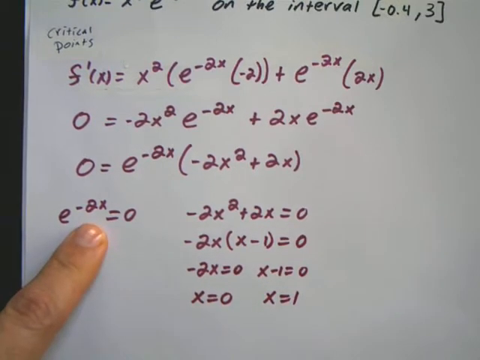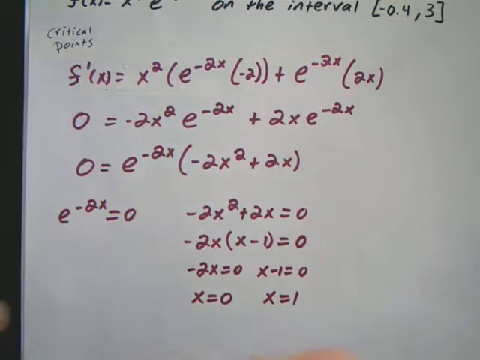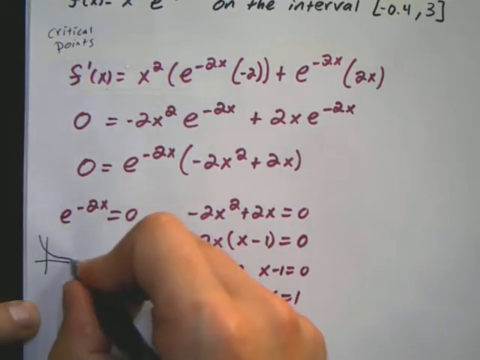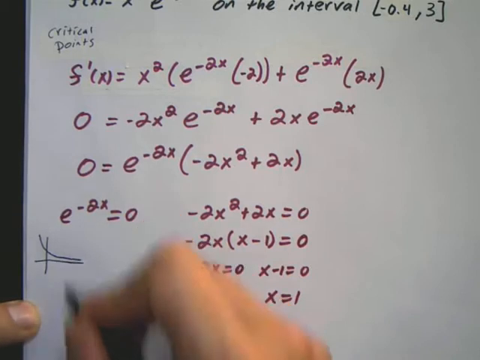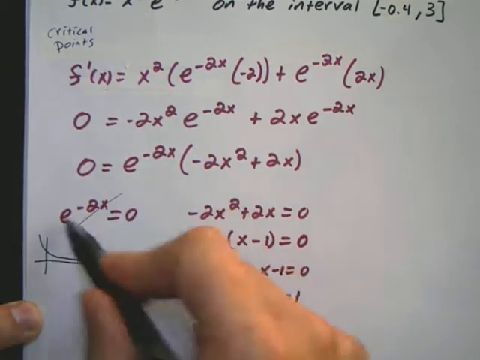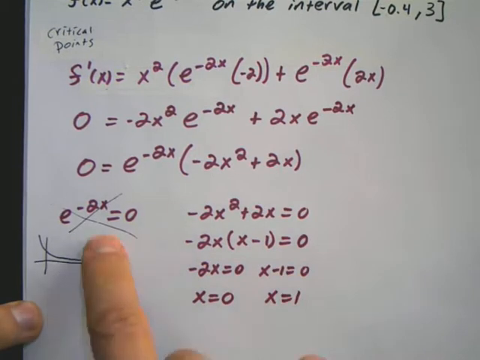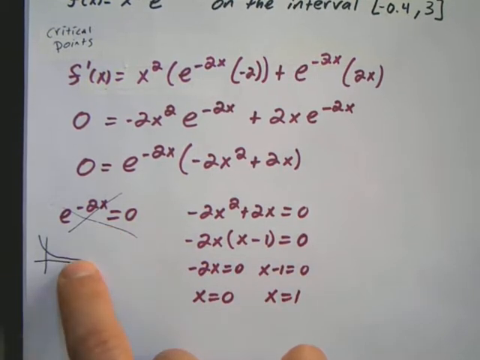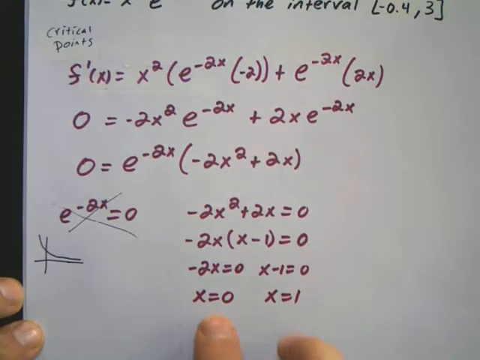Now, as far as the e to the negative 2x that I factored out, that is exponential decay. It looks like that. It's never going to hit the x-axis, so this does not have a solution, and I don't have to worry about it. It's never equal to 0, so it doesn't give me a critical point. Just these two values are.